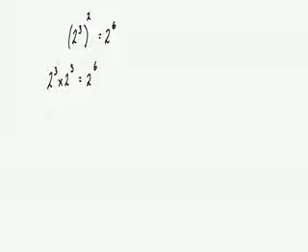So the answer to this must be 2 to the power of 6. And I can see that if I add 3 plus 2, I don't get 6. But I know that if I multiply 3 times 2, I get 6. So if this is in a bracket and it's raised to a power, we multiply the powers.